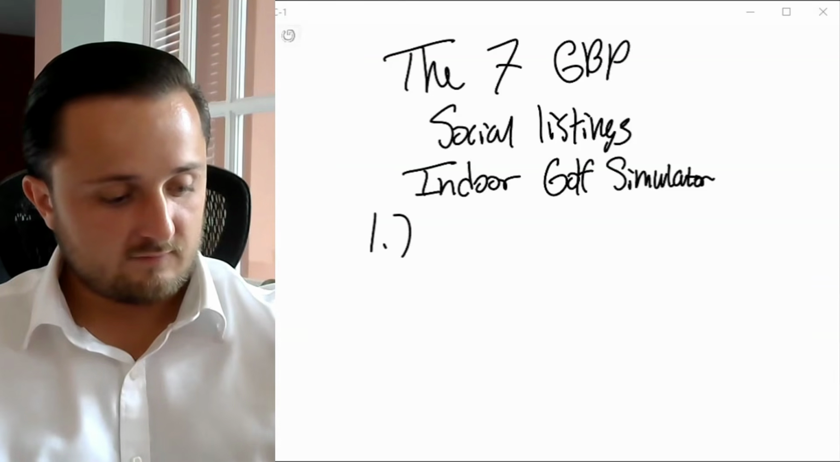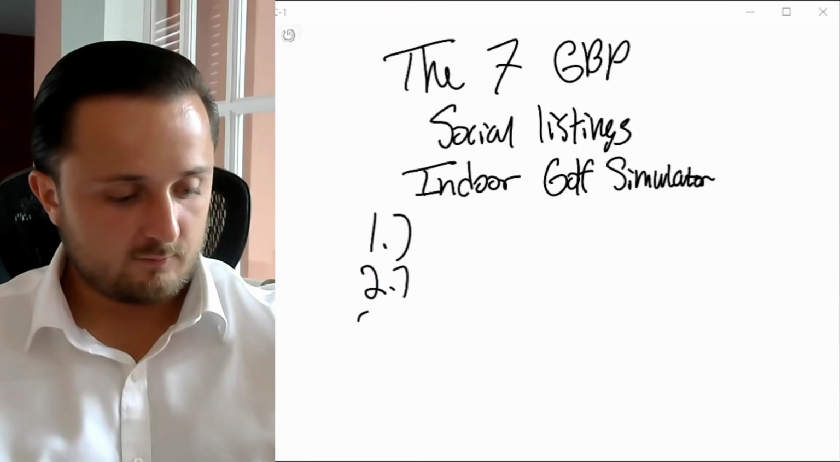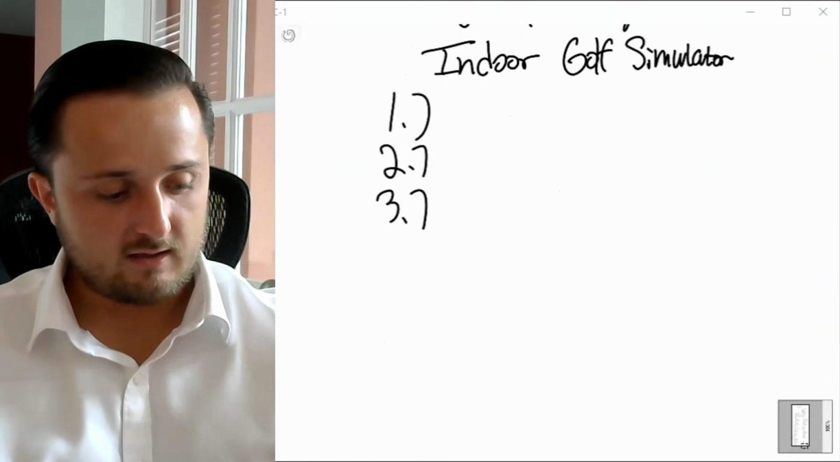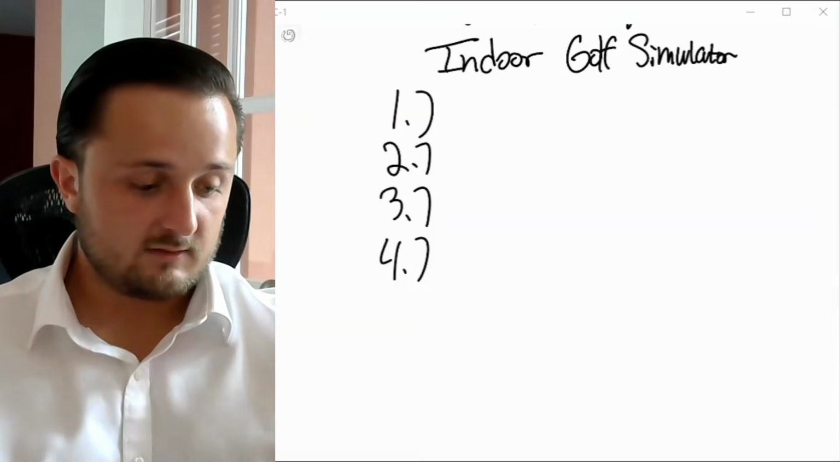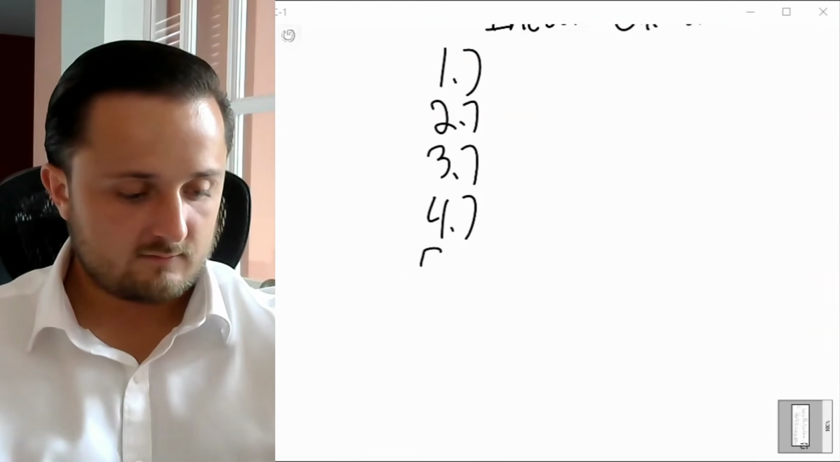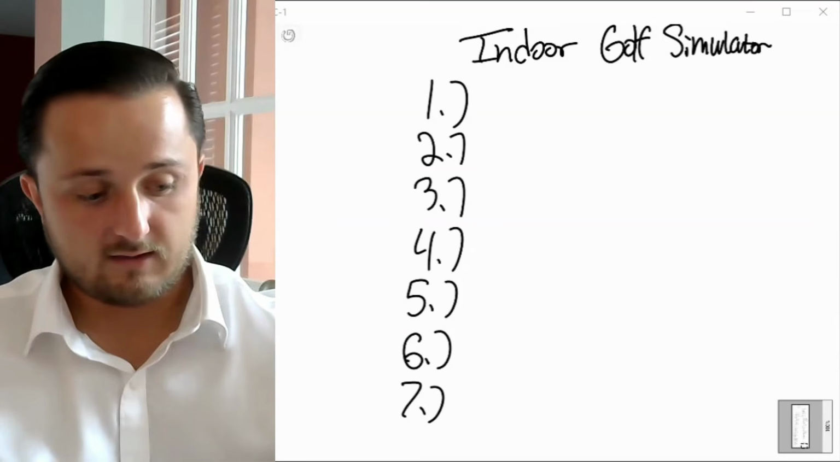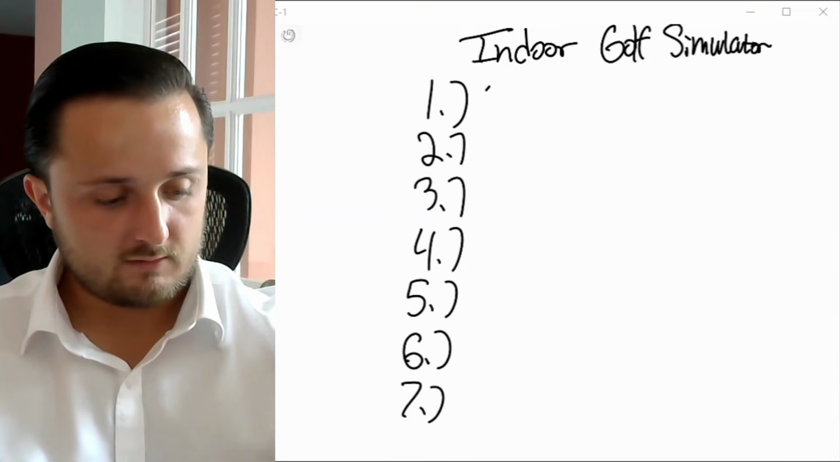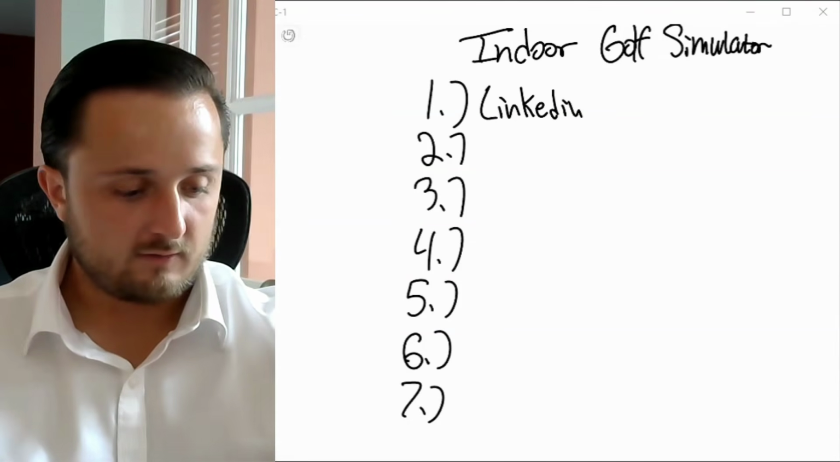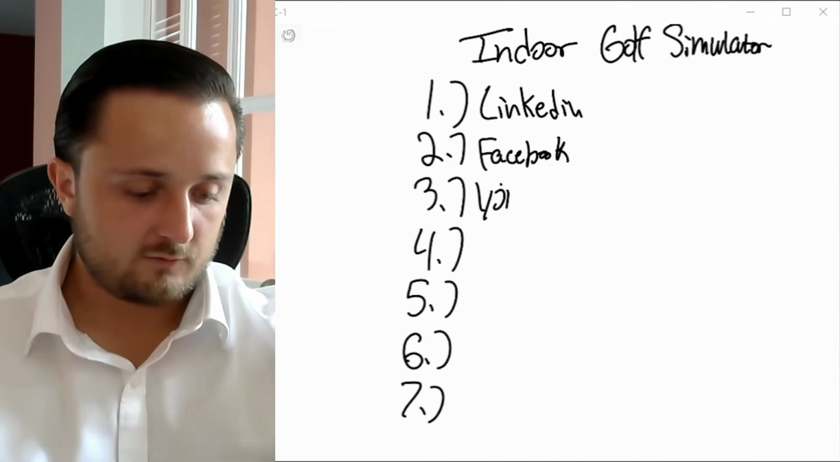So these 7, whenever you go to set up your Google Business Profile, what you'll see is that you're allowed to link to only 7. So these 7 are the ones that are mandatory to get. The first one, you've got LinkedIn. You've also got Facebook, and you have YouTube.